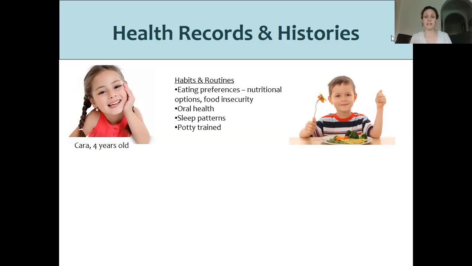What are their sleep patterns? How well do they sleep? Are they sleeping through the night? Are they waking up multiple times a night? What time do they go to bed? What time do they get up? All these things are really important. And also, of course, if they're potty trained or not.